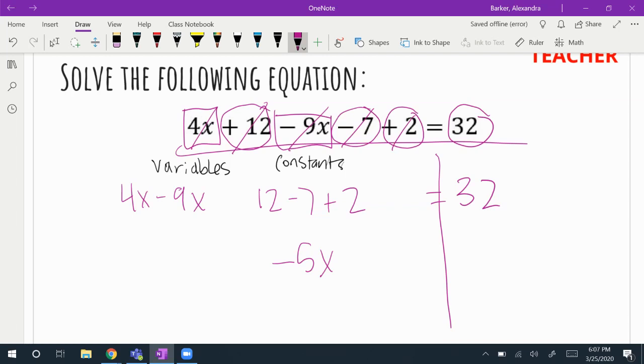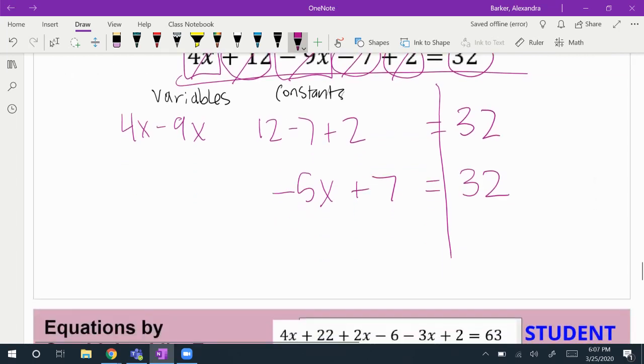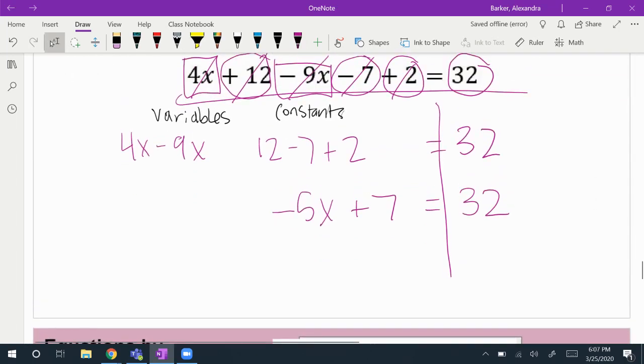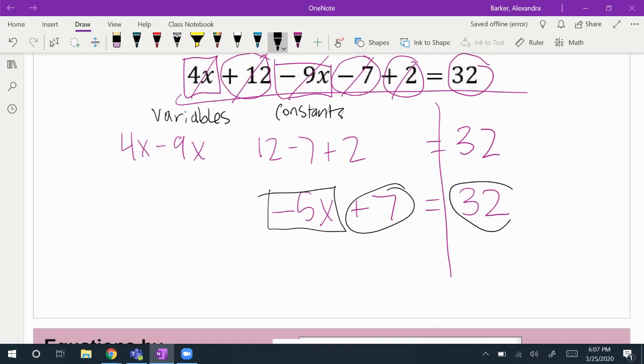12 minus 7 gives you 5, plus 2 gives you 7. So you have negative 5x plus 7 equals 32. Okay? All right. Now I'm down to that last part of a two-step. All I need to do is make that positive 7 turn to 0. I need to make it go away and move it over to this side.